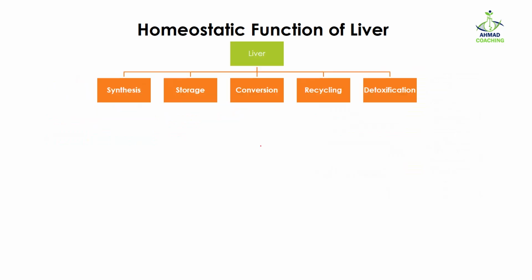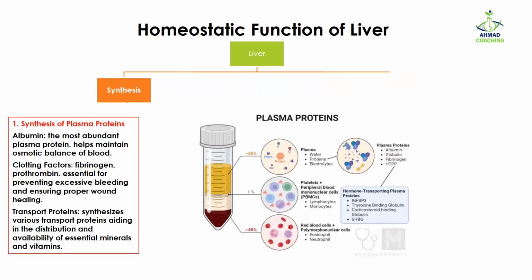The main homeostatic functions of the liver include synthesis, storage, conversion, recycling, and detoxification. Let's study all these functions one by one. Starting with synthesis, the first important function of the liver is the synthesis of plasma proteins. Plasma is a part of blood, and plasma proteins are present in the plasma.